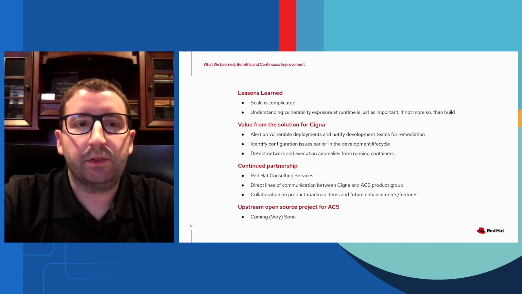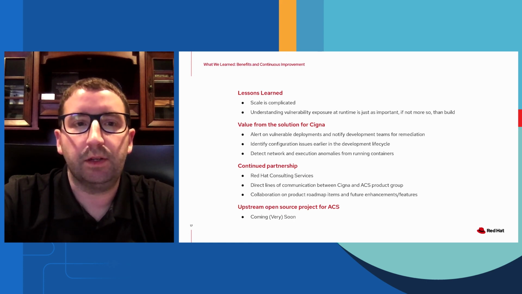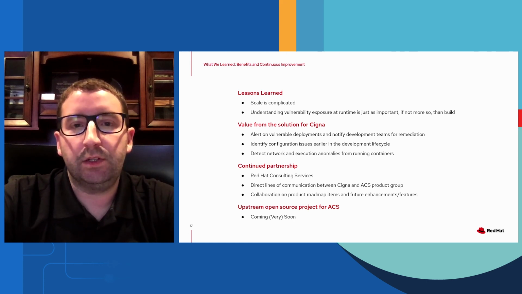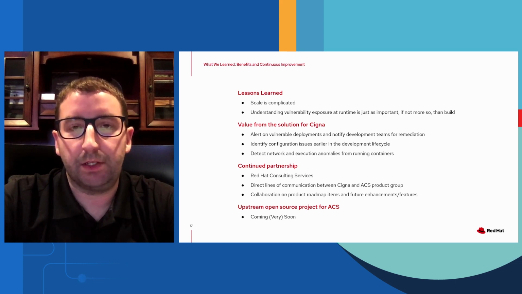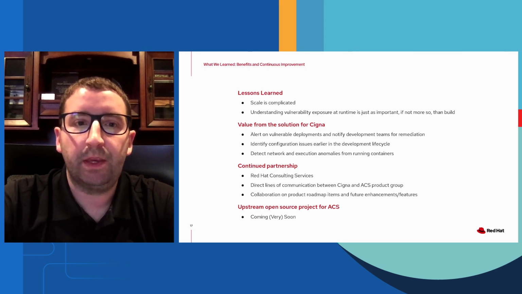Second, the value from the solution for Cigna. Now we're able to alert on vulnerable deployments and notify development teams for remediation. We identify configuration issues earlier in the development lifecycle using roxctl coupled with Tekton pipelines. They get feedback earlier on before they even deploy to a cluster if anything in their image that they're choosing to build or the actual spec they're deploying goes against any of the policies we've set within ACS.